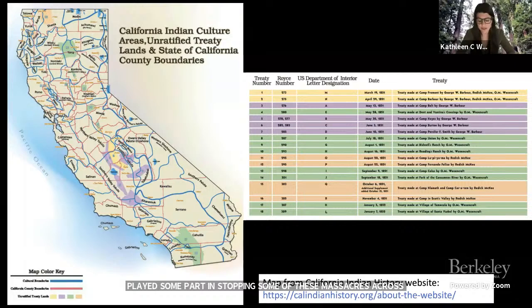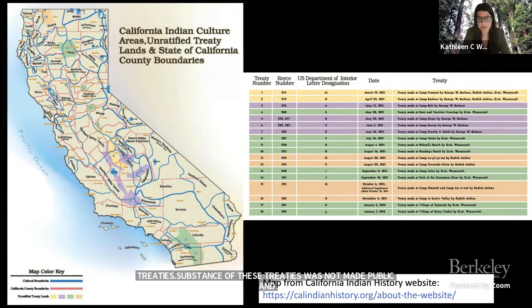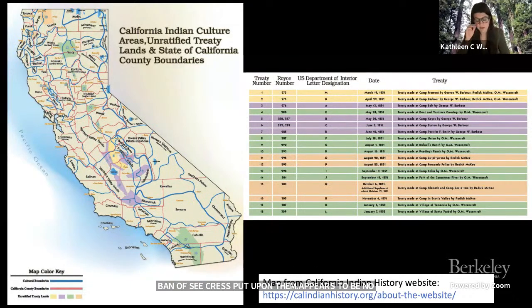The California senators did everything in their power to defeat the ratification of the treaties. On July 8th, 1852, the Senate unanimously voted to reject the treaties. The substance of these treaties was not made public and a ban of secrecy was put upon them. There appears to be no surviving account of the debate, if there was a debate, for the failure of ratification. Once the treaties had been rejected, no new treaties were ever made.